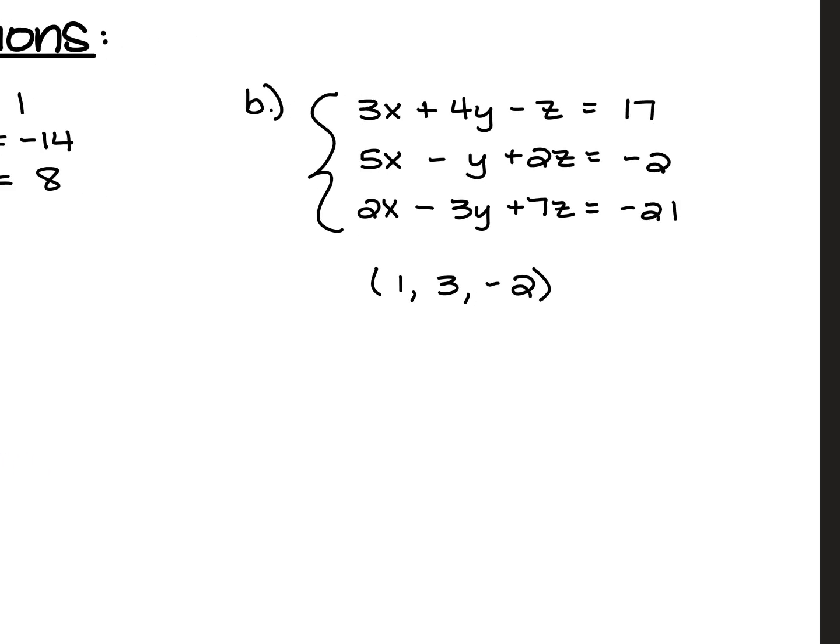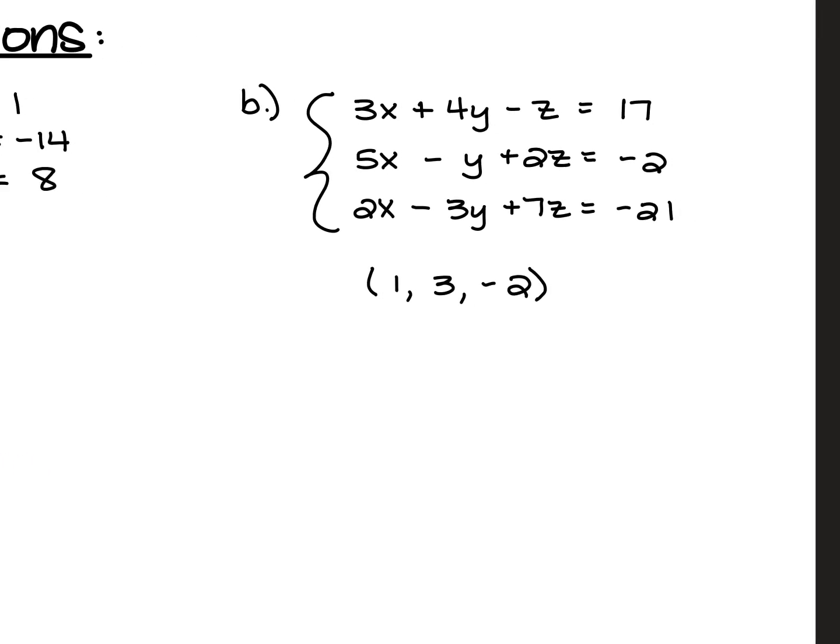For example B, we have 3x plus 4y minus z is equal to 17. 5x minus y plus 2z is equal to negative 2, and 2x minus 3y plus 7z is equal to negative 21, with the ordered triple of 1, 3, negative 2. So that 1 is going to be our x, the 3 is going to be our y, the negative 2 is our z.